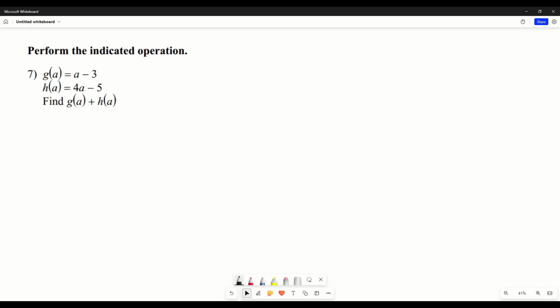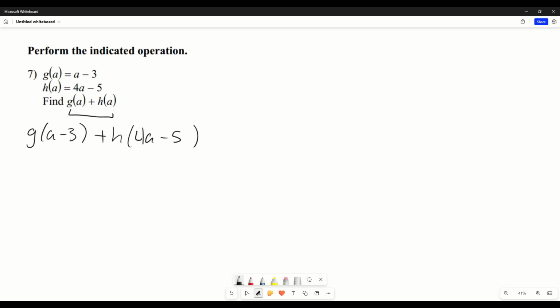For this problem, we have a function composition problem where we're combining the functions g of a and h of a together. So this problem is asking us to find what g of a plus h of a is. Basically, we're going to take whatever g of a and h of a equal and substitute them in for both of these a. So g of a is a minus 3, plus h of a, which is 4a minus 5.